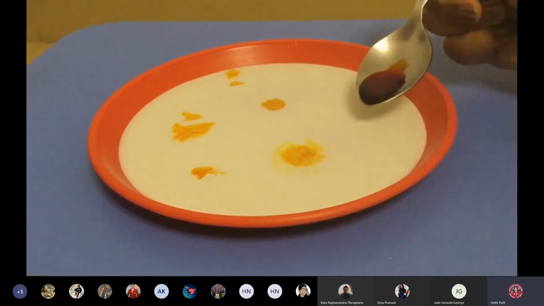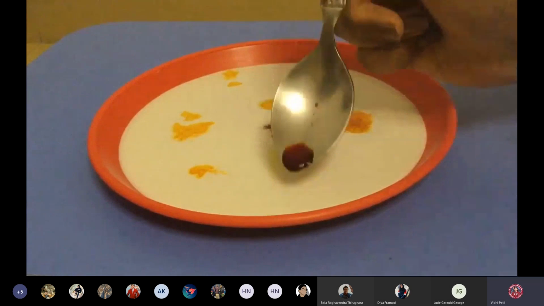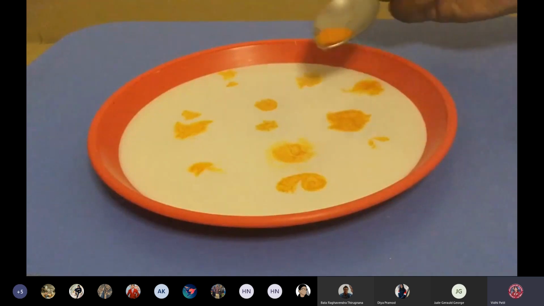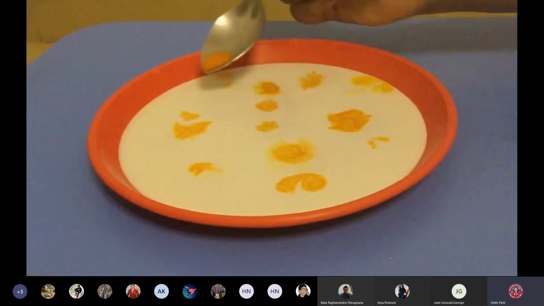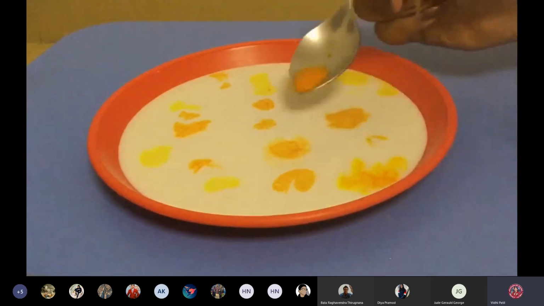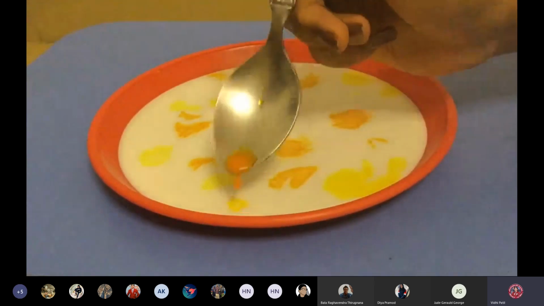Now, you do require food coloring for this, or you can even use paints if you have, because you require food coloring so that you can see the reaction of the soap with the milk. Because if you don't have food coloring, you won't be able to see how the fat reacts with the soap. So I'm just adding drops of food coloring everywhere.